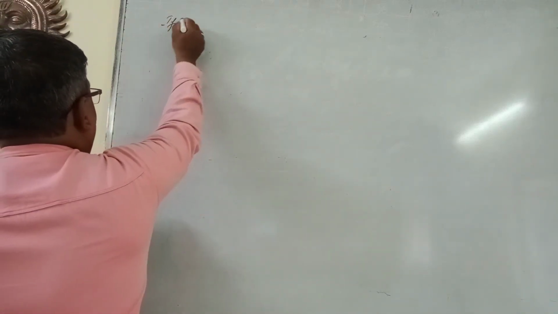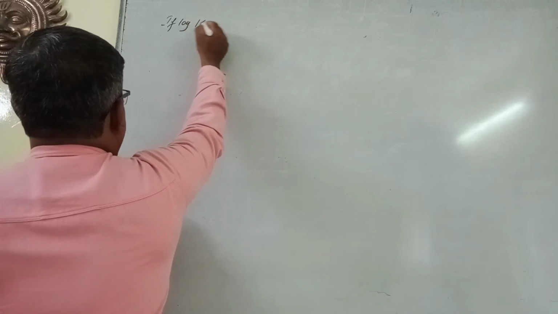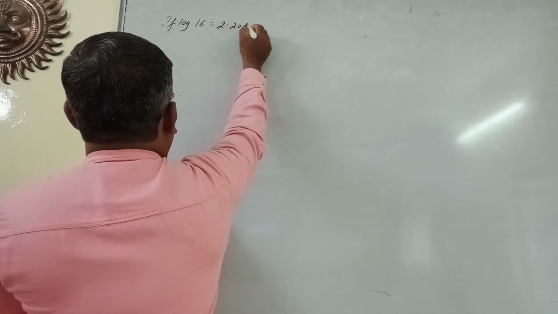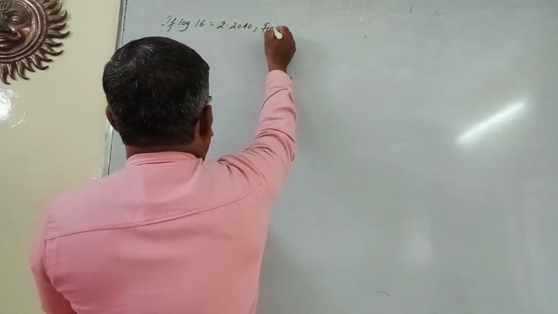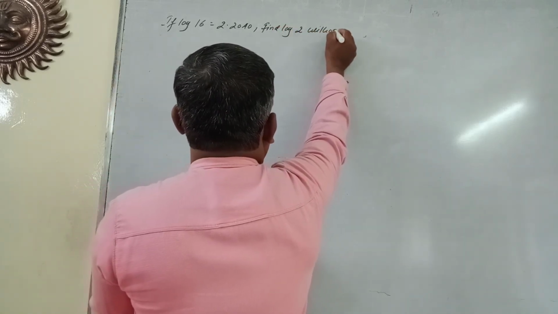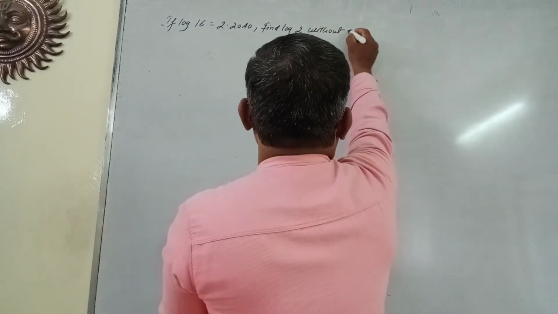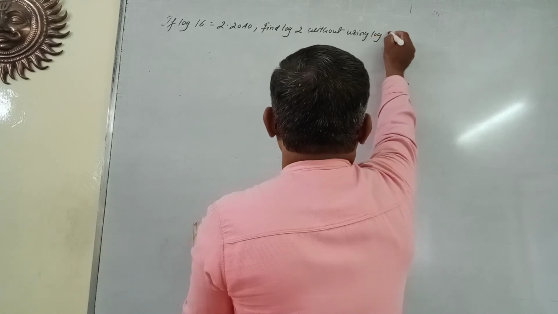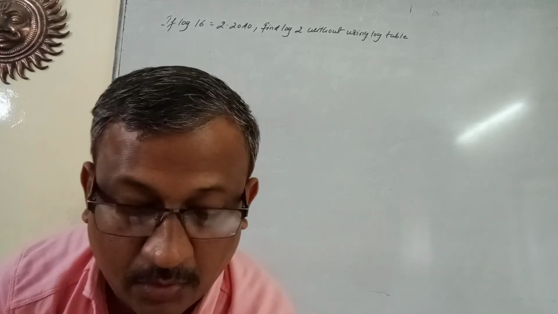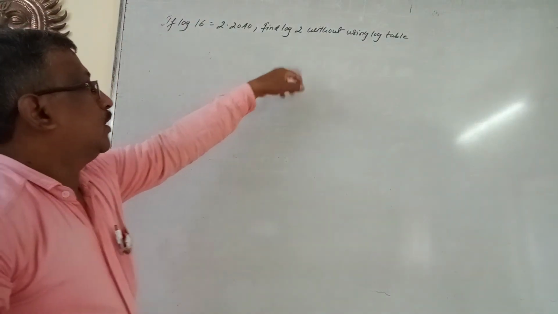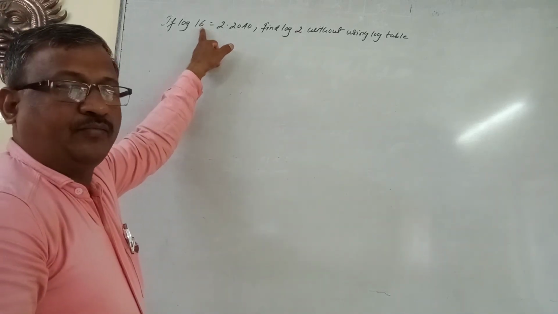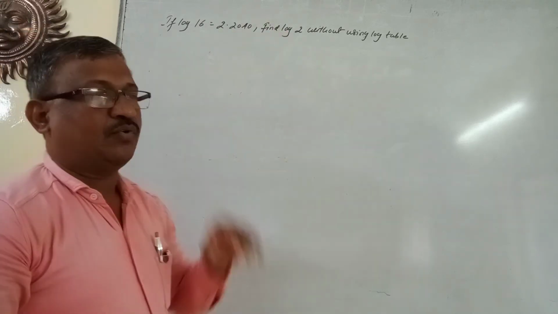If log 16 equals 2.2040, find log 2 without using log table. So without using log table, we have to find out the log of 2. How we have to write 2? They have given us the log of 16. We know the log of 16, and from this we have to find out the log of 2.